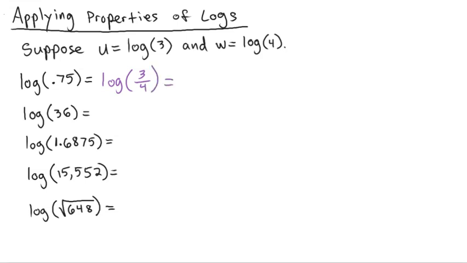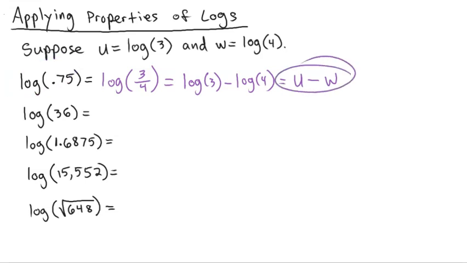Now that's going to be the same thing as, since we have division here, log of 3 minus log of 4. So this will be the same thing as log of 3 minus log of 4. And log of 3 is u, so we'll write u minus, and log of 4 is w, so we'll put a w. And so log of 0.75 is the same thing as u minus w.